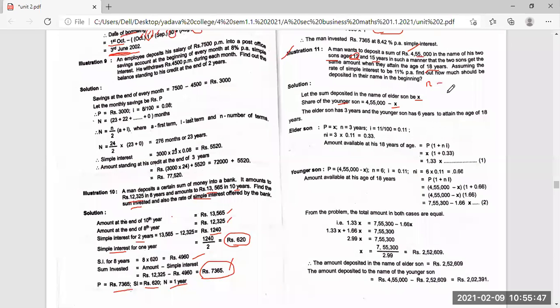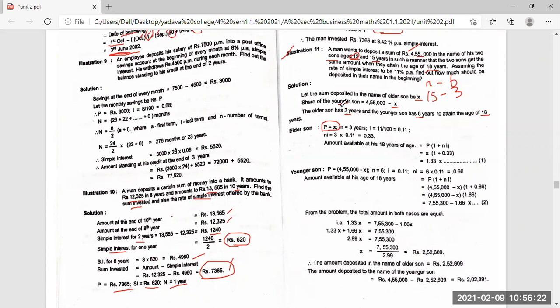For the younger son, 12. The elder son, 15. That means how many years to complete 18? So for the elder 3 years, for the younger 6 years to go. Am I right or wrong? So the elder son has 3 years, the younger son has 6 years to attain 18 years. Now we don't know the principal amount, how much the father has deposited for the elder and younger. So principal is X.